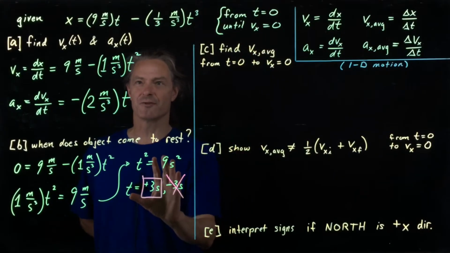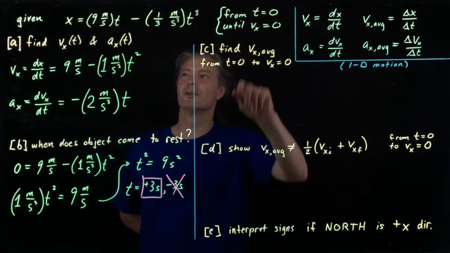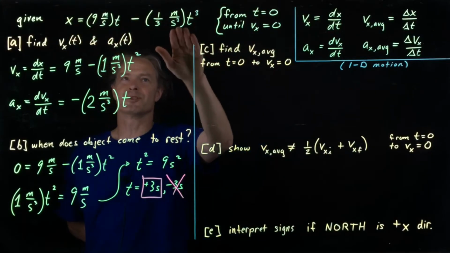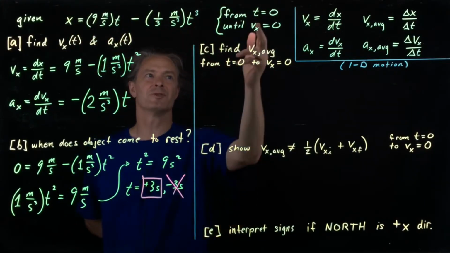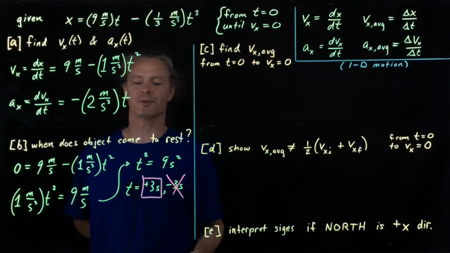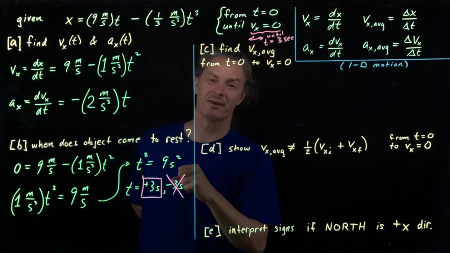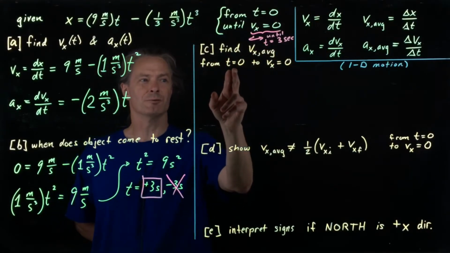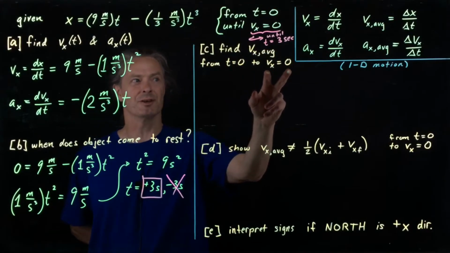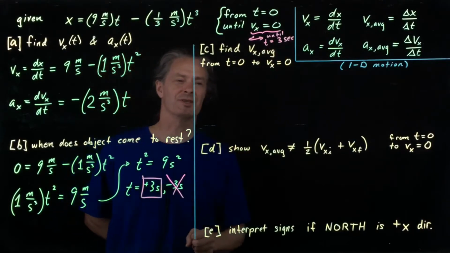So now with this information, we can reinterpret the given expression for position as a function of time. It is valid from t equals 0 until t equals 3 seconds, and I'll just plug that in here. All right, so now let's find the average velocity from t equals 0 until when the velocity is 0, that is at time t equals 3 seconds.